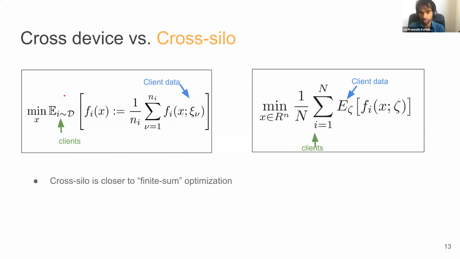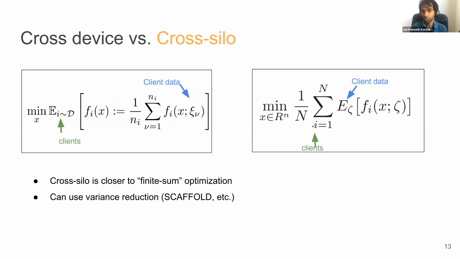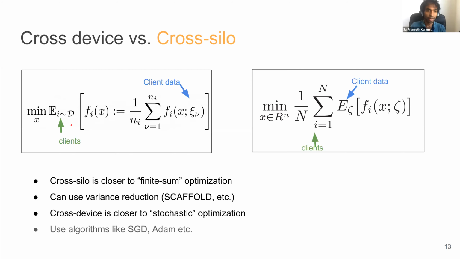And just to relate it to the more classical optimization setting: the cross-silo setting, because it's a finite sum over a finite number of clients, we can use tricks like variance reduction, like SCAFFOLD, and so on. Whereas the cross-device setting is closer to the stochastic optimization setting because there are potentially infinite clients. And here, algorithms like SGD, Adam, SPIDER are the ones which rule.